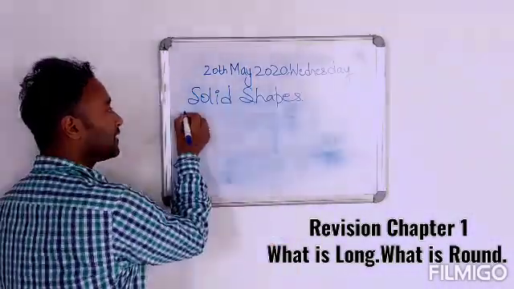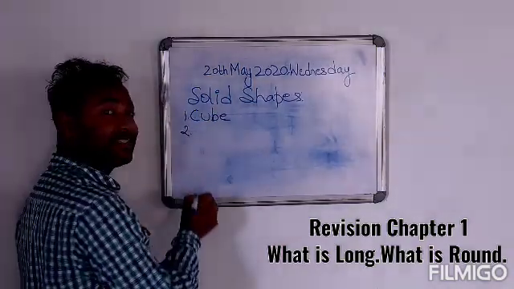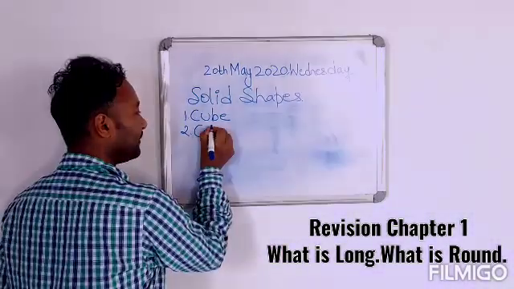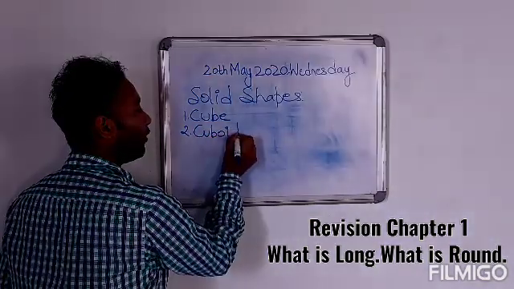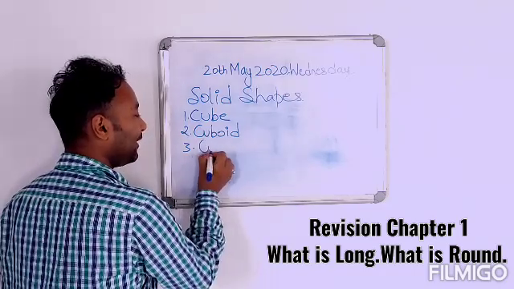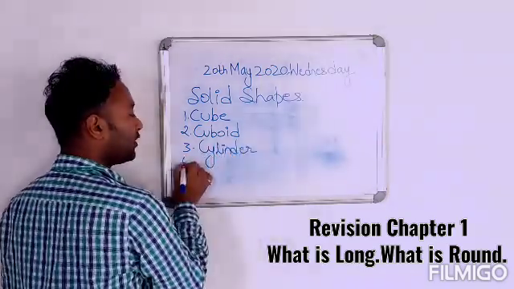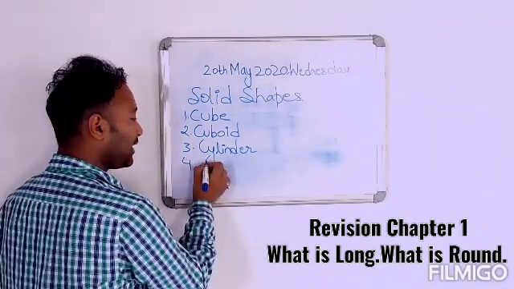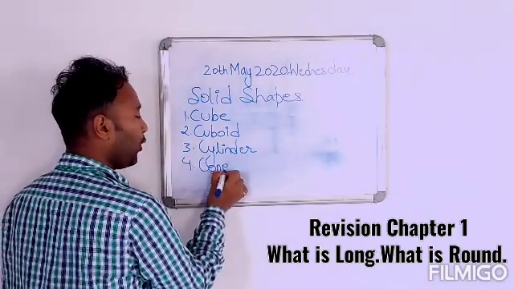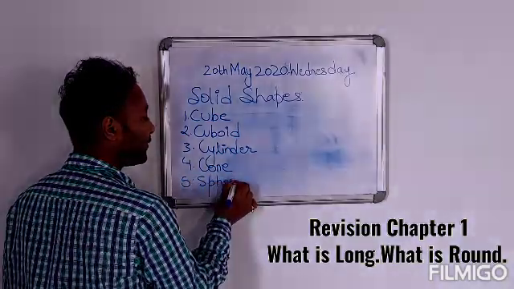Yes, the first shape is cube. Second shape is cuboid. Now, the third shape is cylinder. Very good. Afterwards, what is the fourth shape? Fourth shape is a cone. And the last one is a sphere.